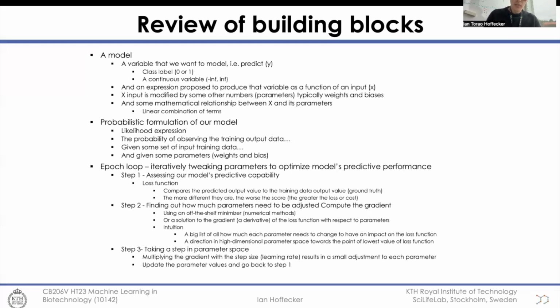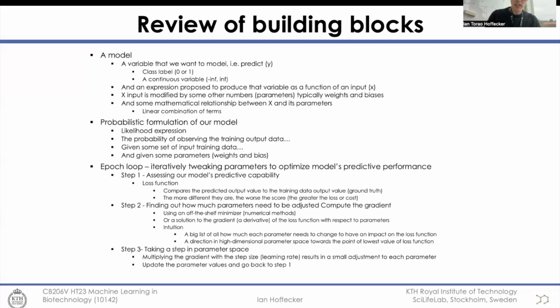And so the framework that we've been following is the one based on probability theory. So there's other ways to think of machine learning, but this one is a nice one grounded in statistics and probability. And the idea is that we formulate our model first as a likelihood expression. In other words, we're interested in optimizing the probability of observing our training data given a set of parameters. And by tweaking those parameters, we can increase this likelihood or increase this probability. And those parameters that we're tweaking, again, are these weights and biases.